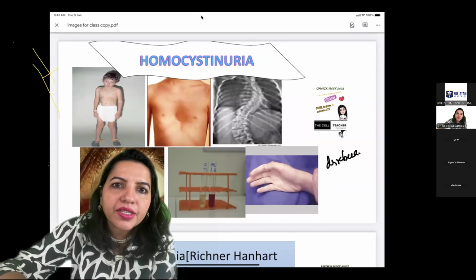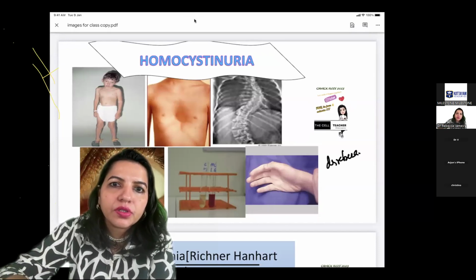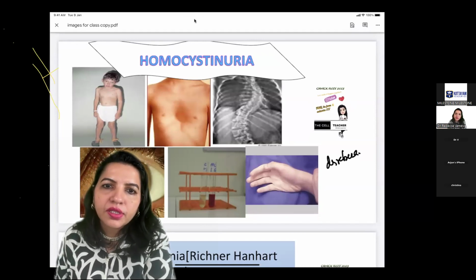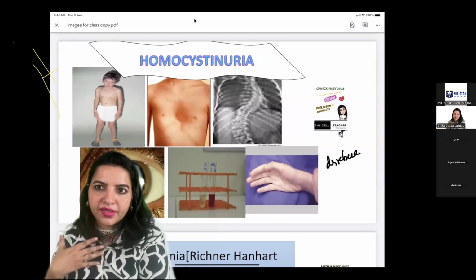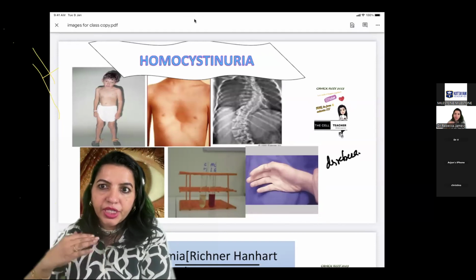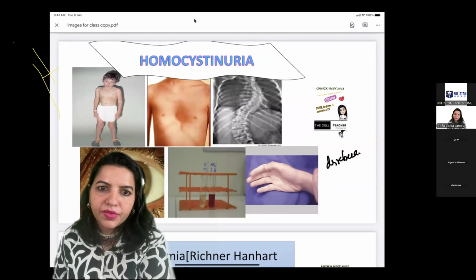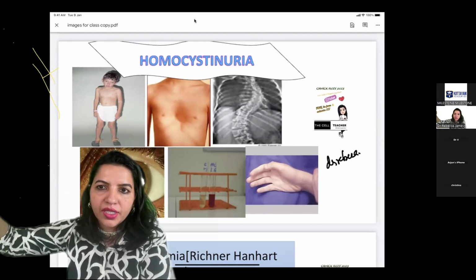I'm not saying anything. You have to tell me. Seeing this picture, you have to find out. Scoliosis, correct. Yes, subluxation of lens. Yes, you can see the sternum pushed in. That is pectus excavatum. Sometimes the sternum can be pushed out. That is called pectus carinatum. Okay, ectopia lentis. Yes.